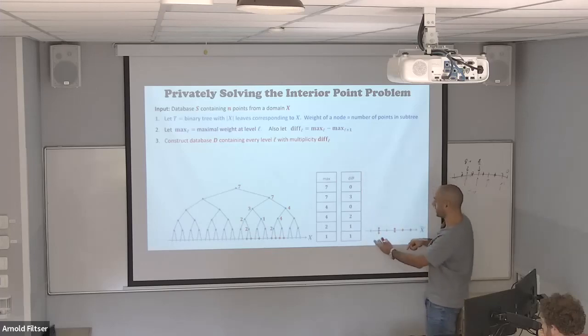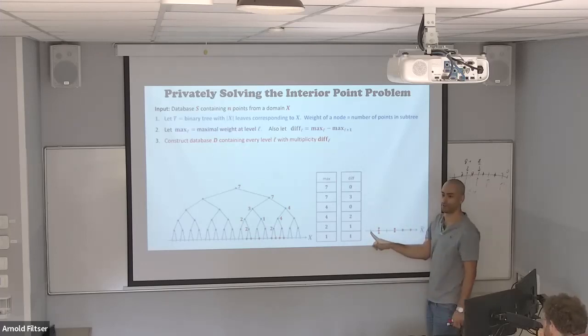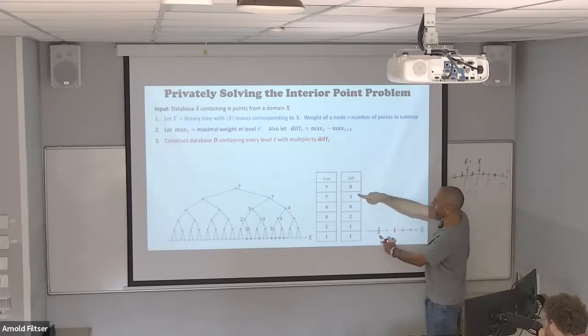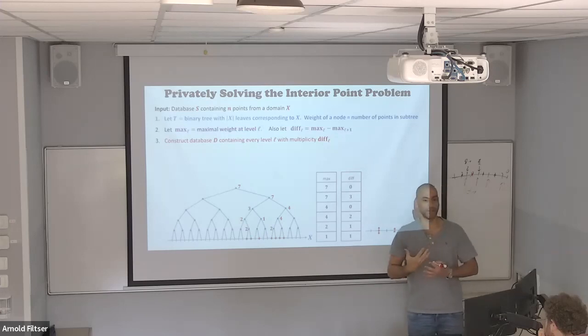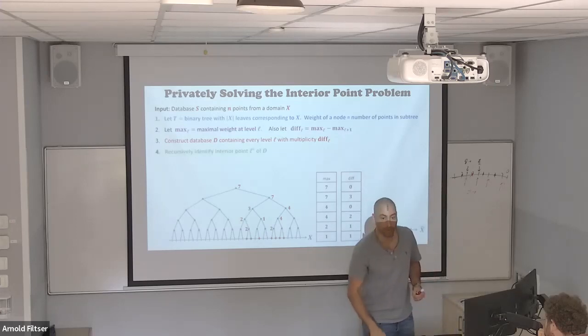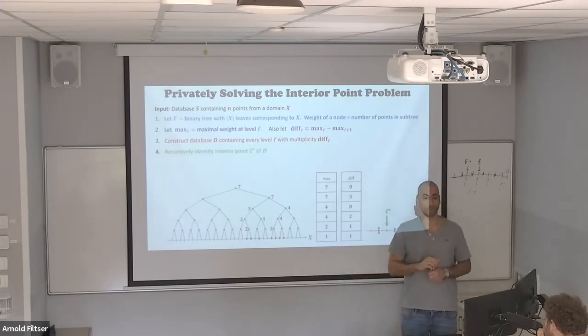Okay, so I take the first point in the new domain, I look here, 0. I don't put any input points here. The second input point, I look here, it's 3. I put 3 input points here. The next point, it's again 0, nothing here. Here, it's written 2, then 2. Okay, so I constructed a new data set from a much, much smaller domain. And then I just solve the problem recursively.